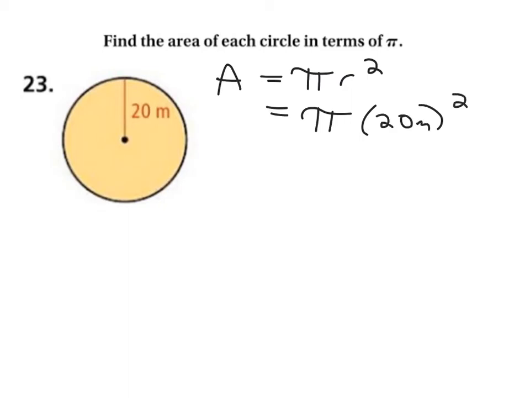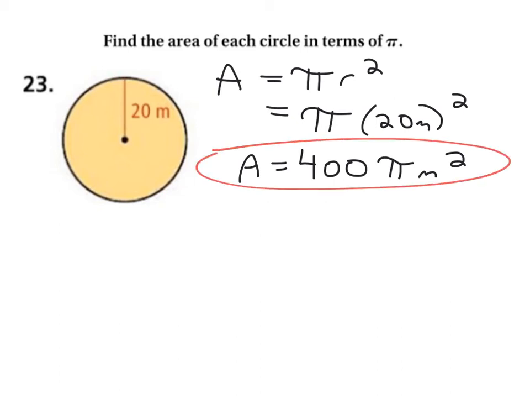And that's squared. So what we get when we do 20 times 20 is 400. And since it's in terms of pi, we're not going to multiply this by 3.14. We're going to keep it 400 pi. But you'll notice this as well. We did meters times meters, because 20 meters times 20 meters means meters times meters, and that is meters squared. And so the area of this circle is 400 pi meters squared.